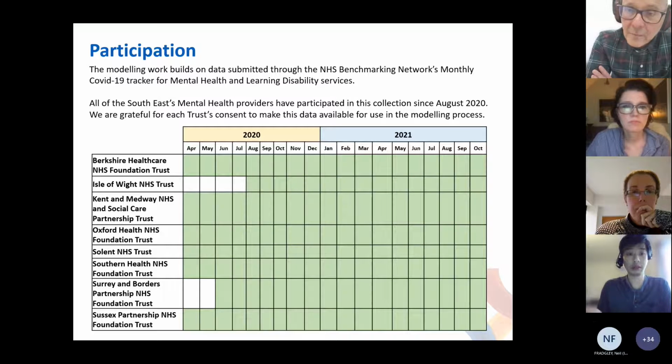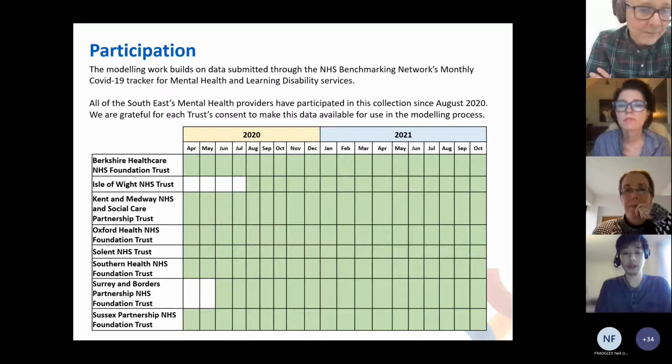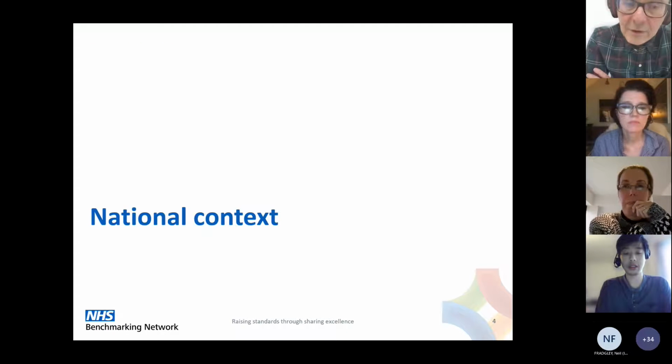But hopefully this can act as a supplement to the work of the regional team anyway, and we do think actually the Southeast has got some really good data enabled at region and system level as well. It's some of the best that we've seen. So let's just go into that national context quickly.